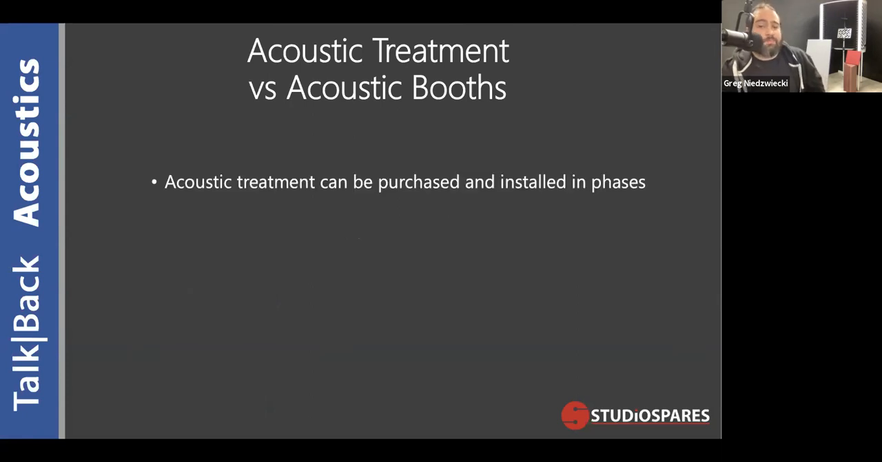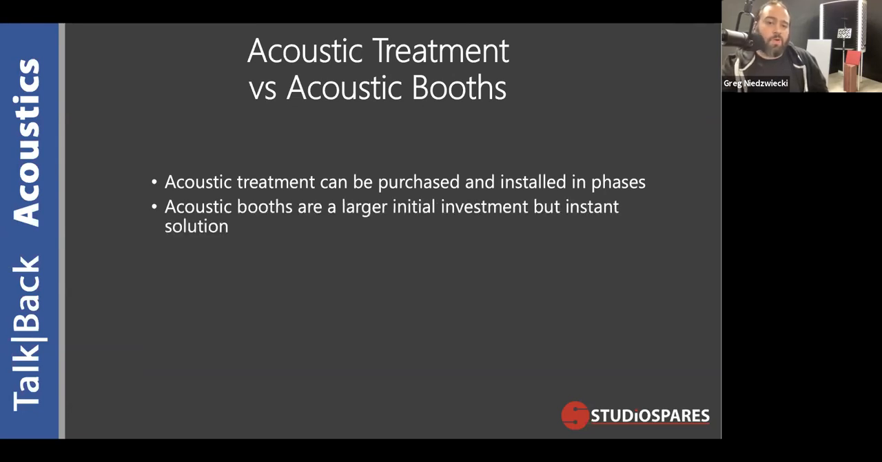Some other things to consider is your time frame for treating your room. You can do quite a lot with very little. Just treating first reflection points, for instance, can go a long way to improving your mixes or your recordings. You can install acoustic treatment in phases, and sort of pick and choose what you're going to do and tweak it as you go along. With an acoustic booth, it's a larger investment, but it does give you an initial solution straight away, which is perfect if you're a working musician or VO artist and you just need results quickly.